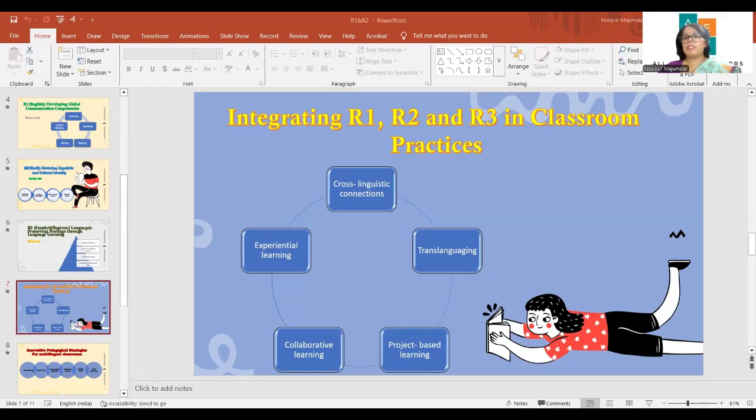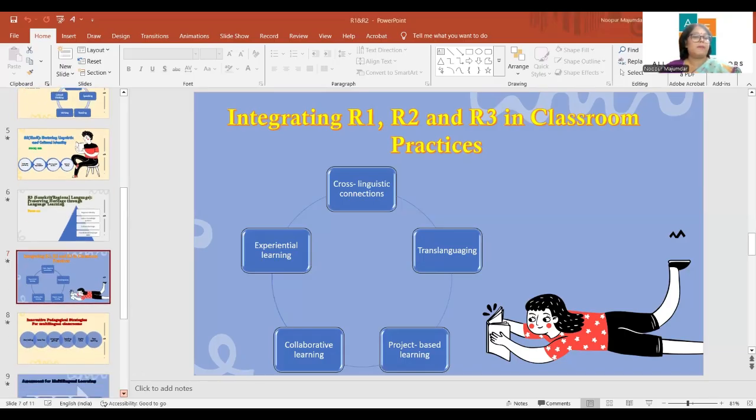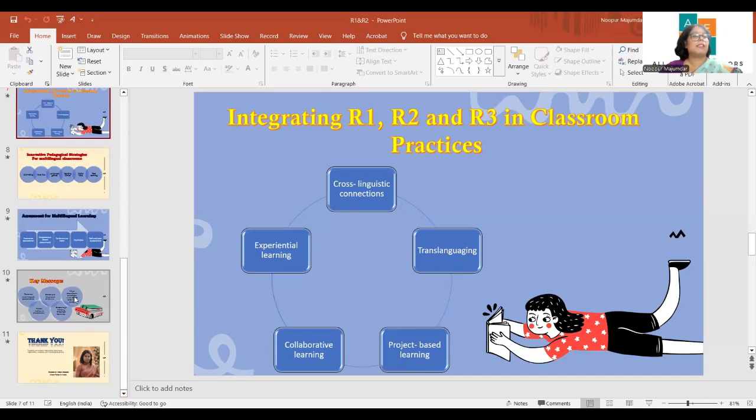Now, what are the teaching strategies which we can follow? Dear educators, Zoom is showing that only 2 minutes are left. So after 10 minutes, we will rejoin. I'm moving to the next slide, right? So let's see.